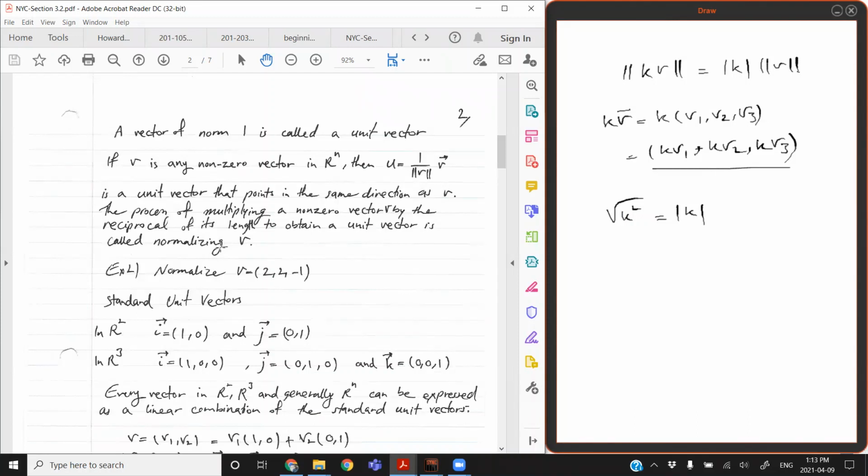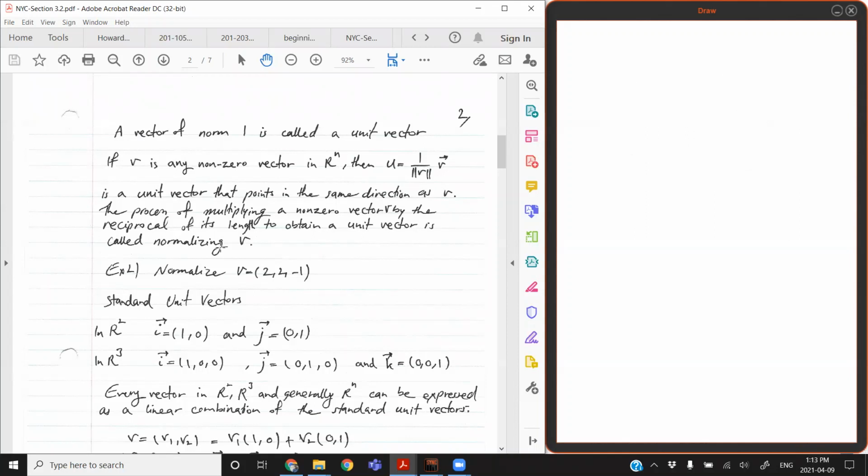So a vector of norm 1, or a vector of length 1, is naturally called a unit vector. So if v is any non-zero vector in Rn, then we can prove that the vector u, which is defined to be 1 over the norm of v times v, is going to be a unit vector that is pointing towards the same direction as v. This is called normalizing a vector.